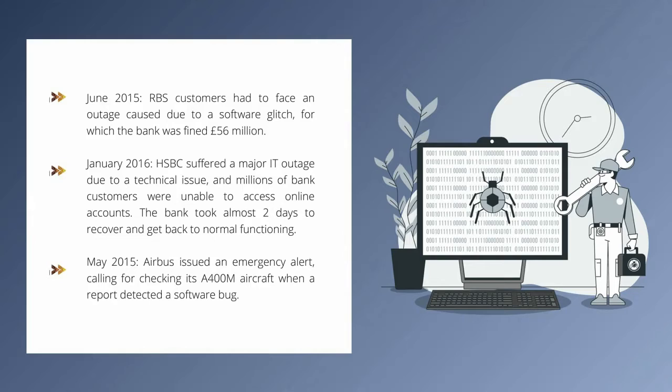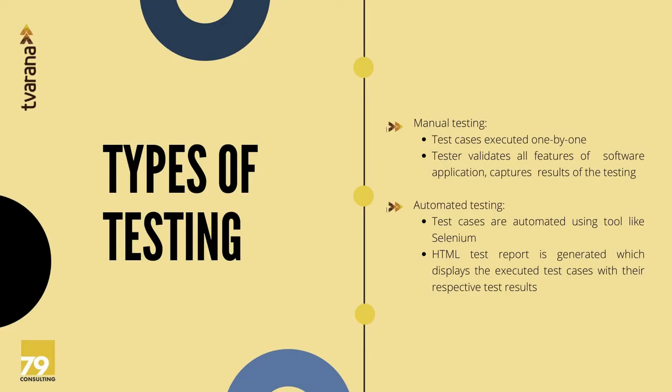Thanks, Abhishek. That's some interesting info. Now let's talk about the types of quality assurance testing. That would be manual and automated, correct? That's right, Tina. QA testing can be broadly classified into two ways. One is manual, the other one is automated testing.